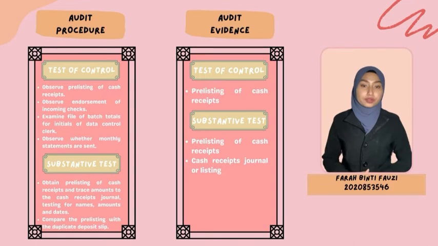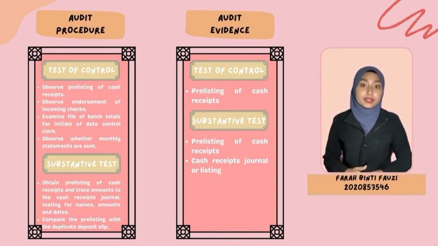The first one is test of control. The company need to observe pre-listing of cash receipts, observe endorsement of incoming checks, examine file of batch totals for initials of data control clerk, and observe whether monthly statements are sent. The second one is substantive test.